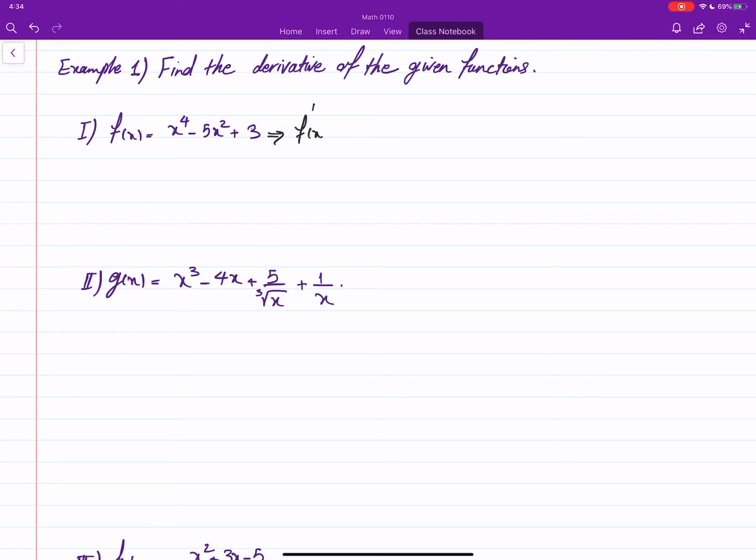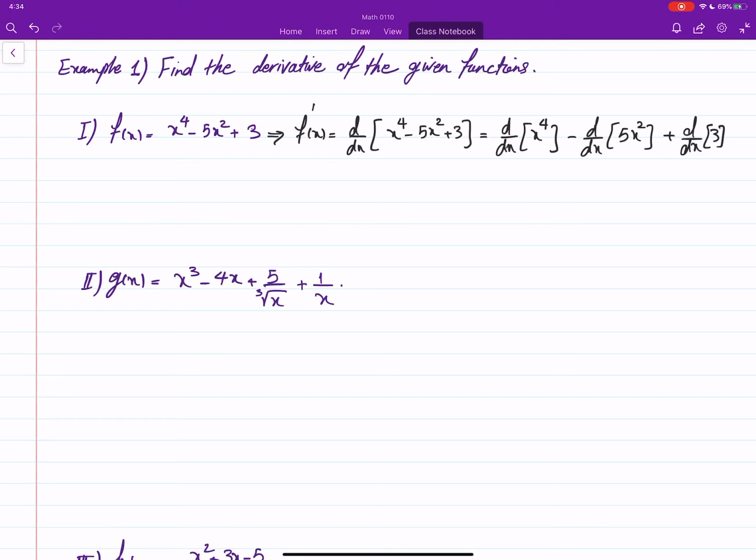F prime of x is the derivative of this polynomial. To differentiate a polynomial, you don't need anything but the difference rule, power rule and constant multiple. Basically, I need all of them. So what you do, these are sum or difference of functions. We can first differentiate each one and then add them. That's what sum and difference rules say.